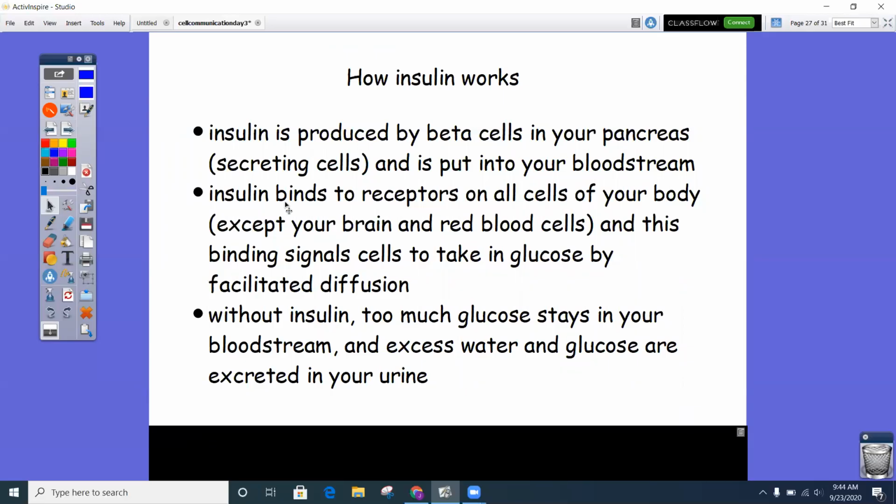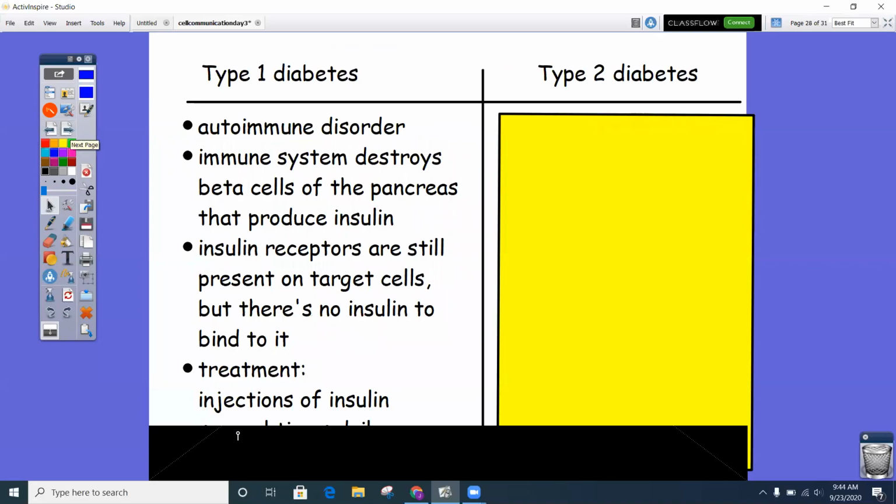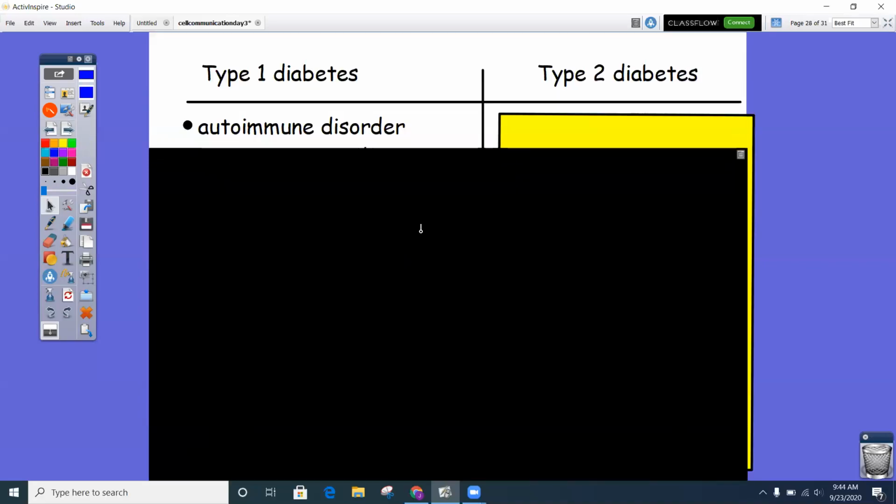It acts like a key in the door. If I open my door, I would be like the insulin. You guys coming into the room would be like glucose, and my classroom would be like a cell. I'm opening the door so that glucose can come into my cell. Okay, next we're going to look at type 1 and type 2 diabetes. And again, I'm trying to get this done quickly before the bell rings. So if I go too fast, please just rewind or pause.